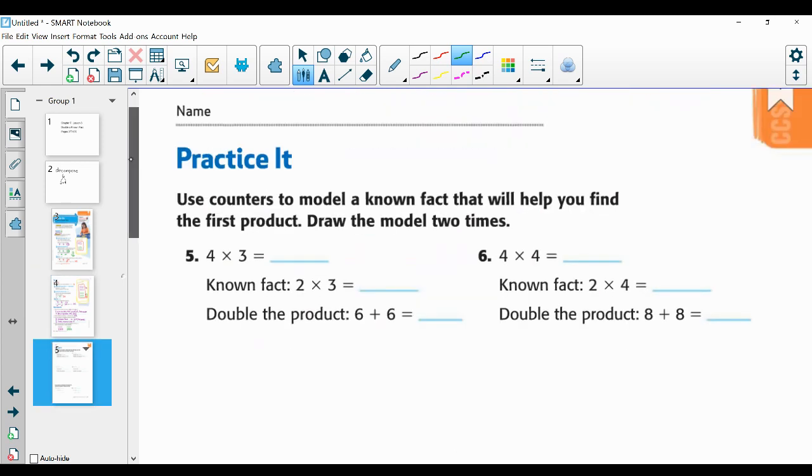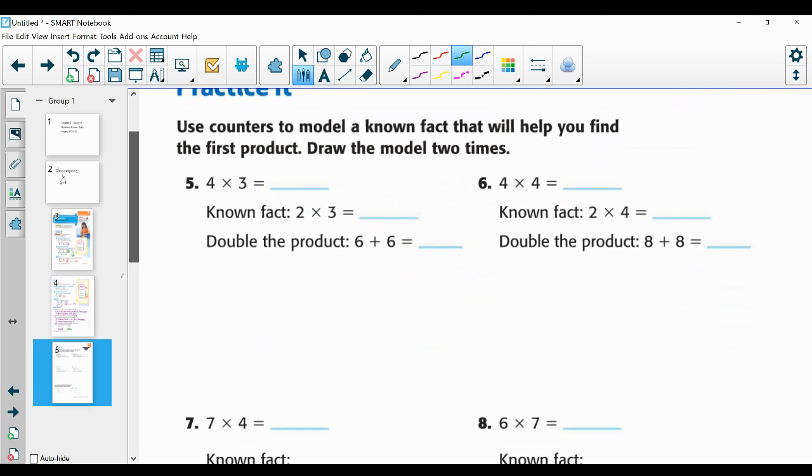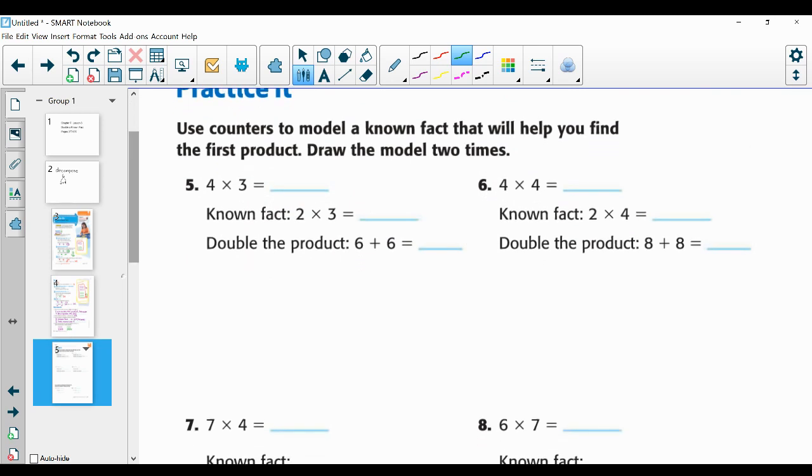Okay, so on the independent practice, you're going to use counters to model a known fact that will help you find the first product. Draw the model 2 times. So if you don't have counters at home, you can use Legos, you can use Matchbox cars, you can use beans, dry beans. Don't use refried beans, that would be messy. Just kidding. And what you're going to do is you're going to take this fact here, and you're going to use beans or use your model to help you draw the arrays.